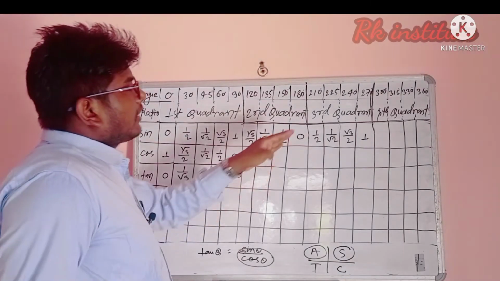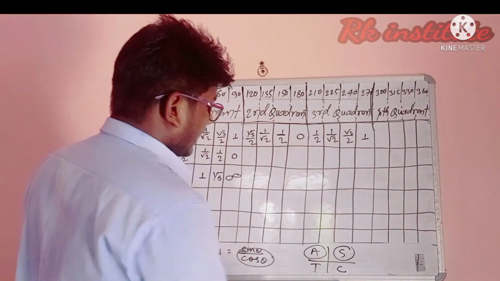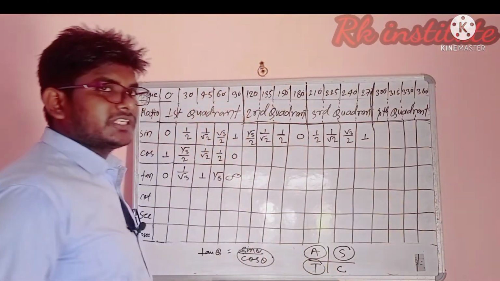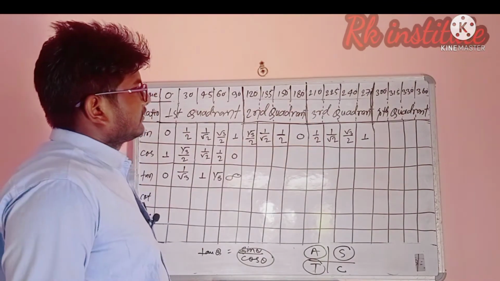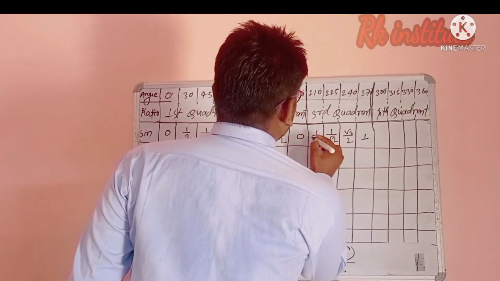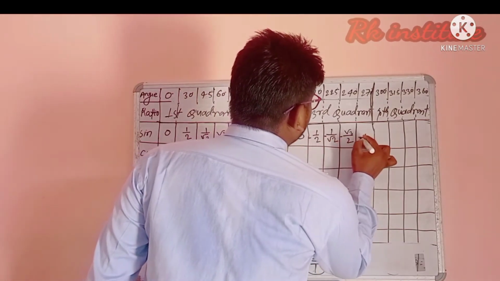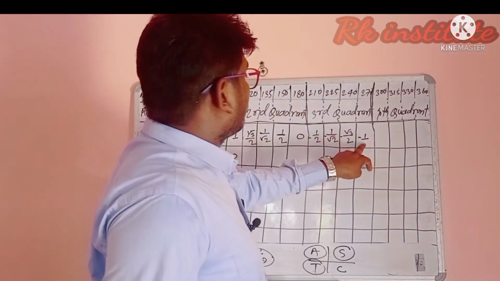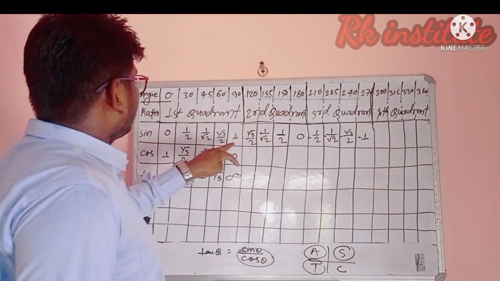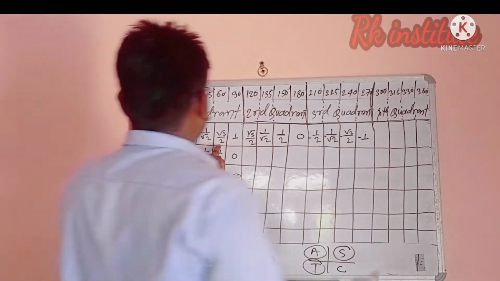And in the third quadrant only tan is positive, sine is negative. We have to write negative values, and negative values here too. This is one from the start, one from here.